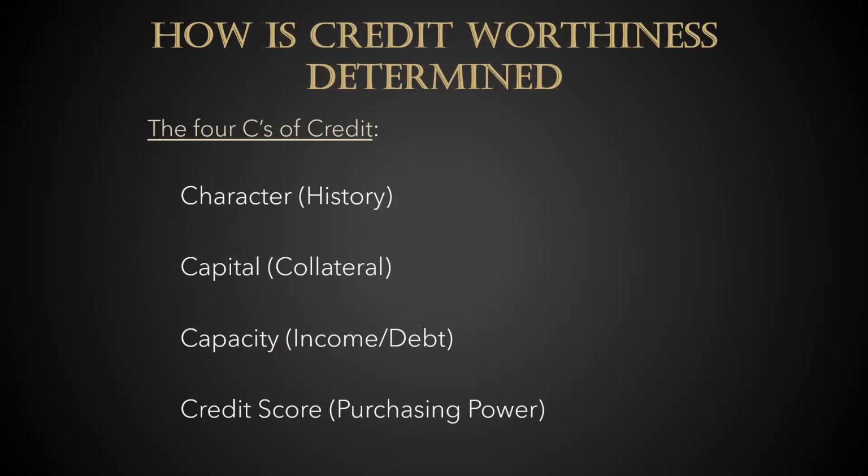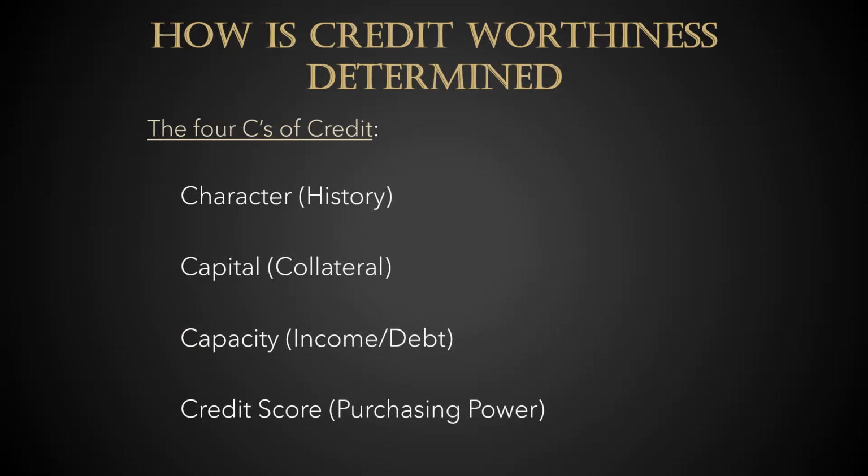So there's 4 C's of determining credit worthiness: character, your capital, your capacity, and your credit score. Your character is basically your history, how you pay your bills, what type of credit you have in use. Are you always late? Do you pay early? Do you pay extra? They're looking at all these things, and all of this is outlined on your credit reports. They look at your capital, which is collateral. What do you have that they can come and get if you don't pay your bill?